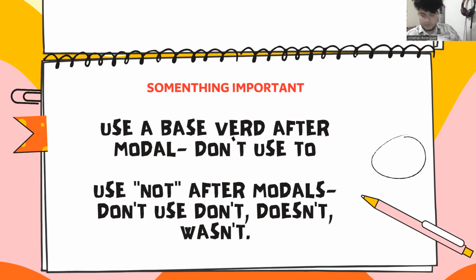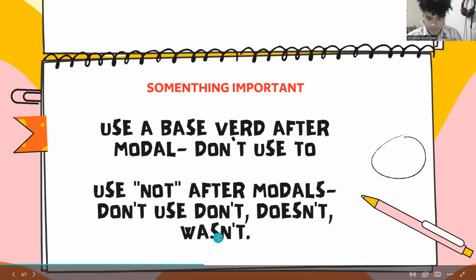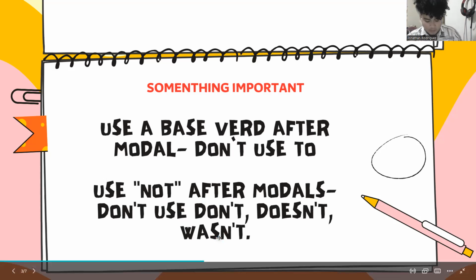As you can see here, we have the preposition in should to. This is wrong. So if we want to write a modal, for example, must, just write he must drink water. We don't need to use the preposition to. And the second one says, use not after modals. Don't use doesn't, don't, or wasn't.